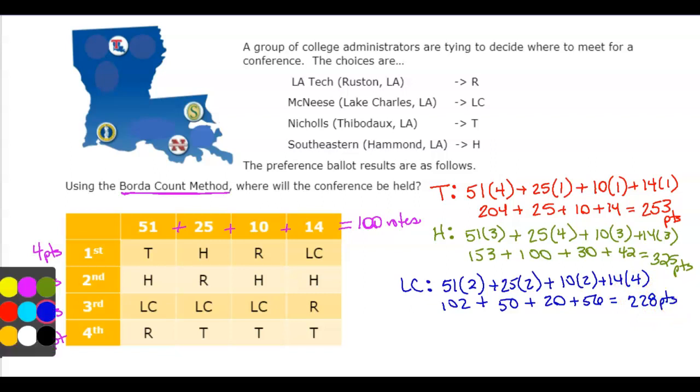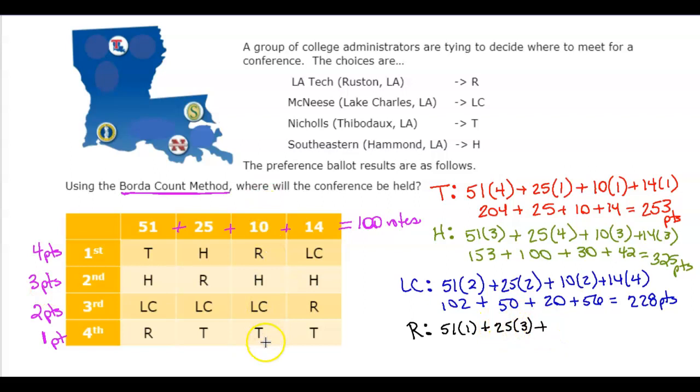And then lastly, we have to look at Ruston with Louisiana Tech. So Ruston, in our first column, these 51 votes are going to have 1 point each. The second column, these 25 votes are going to be assigned 3 points each. The third column, the 10 votes, Ruston was in first place, so they're going to get 4 points each. And in the last column, Ruston was in third place, so each one of these votes is going to receive 2 points each. So if we multiply, this will give us 51. 25 times 3 is 75. 10 times 4, so that'll be 40 points from the third column and 28 points from the fourth column. So if we add 51 plus 75 plus 40 plus 28, we get a total point value of 194 points.